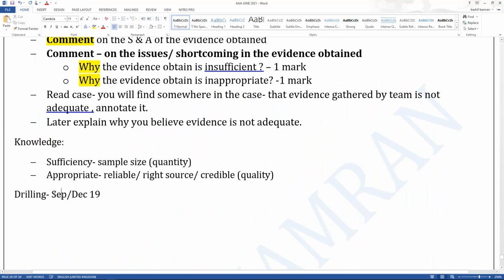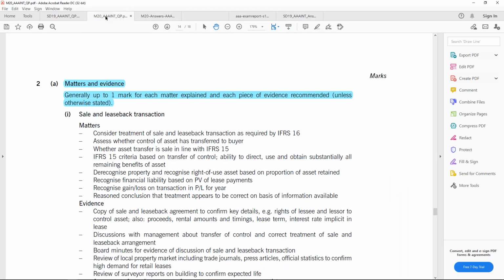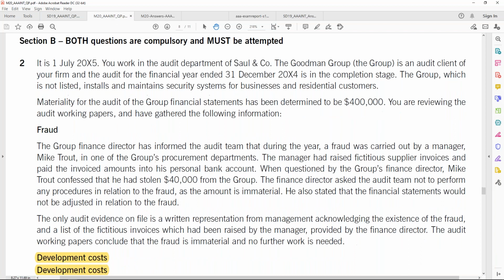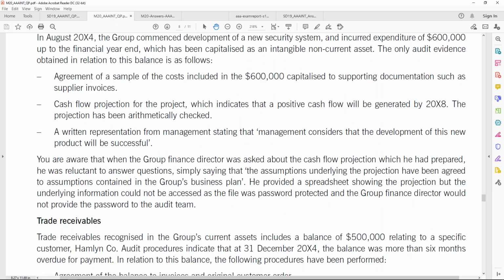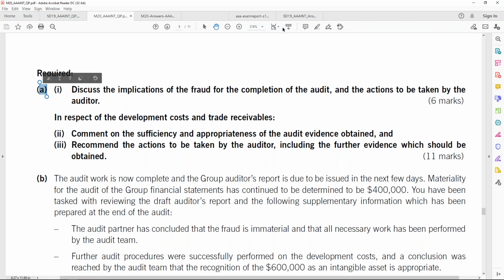We are doing the drilling not of the September December 19 paper, but of the March 2020 paper. Question number 2, not the full question, a part of it. You go down question number 2 of the March 20 paper, and you will see a requirement here. Look at requirement A, but A2. Leave A1. A1 is about fraud, which is the knowledge. Look at the one I'm highlighting.